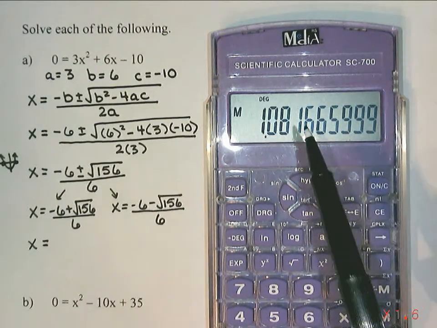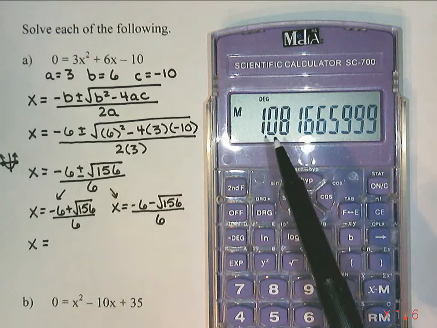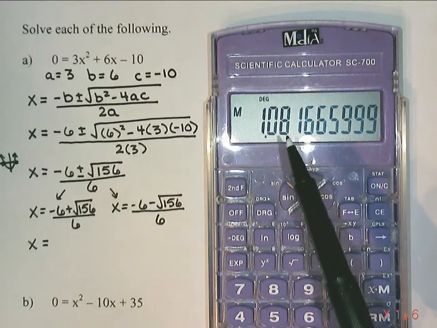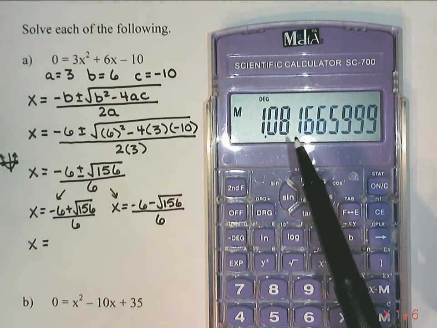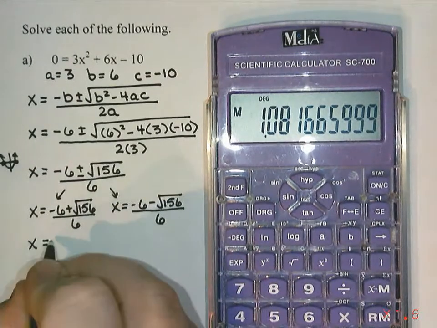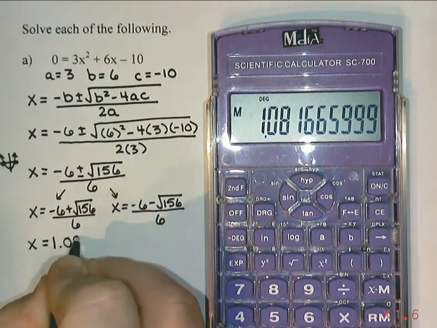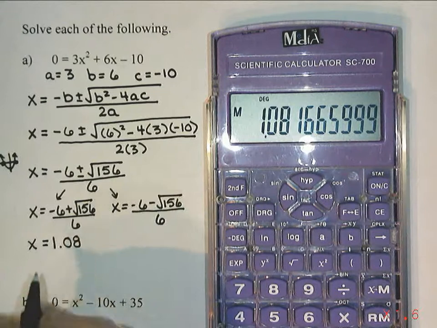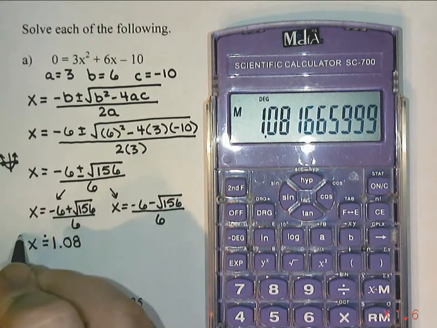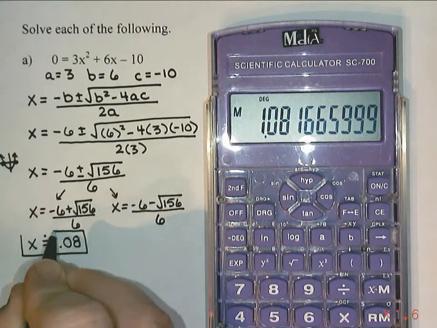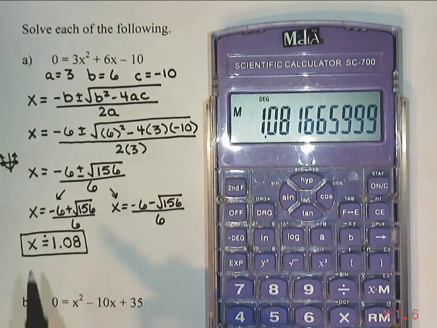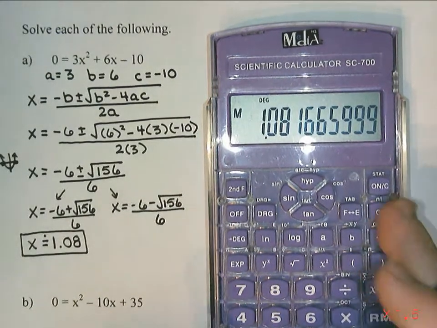1.08166599999. I usually like two numbers after the decimal place, so I'm going to keep the 0, the 8. The next number is a 1, which means I'm just going to leave it as 0 and 8. So I get 1.08 is my rounded value. And to show that I rounded, we do put a little dot there, just to let you know and me know that we rounded our number.